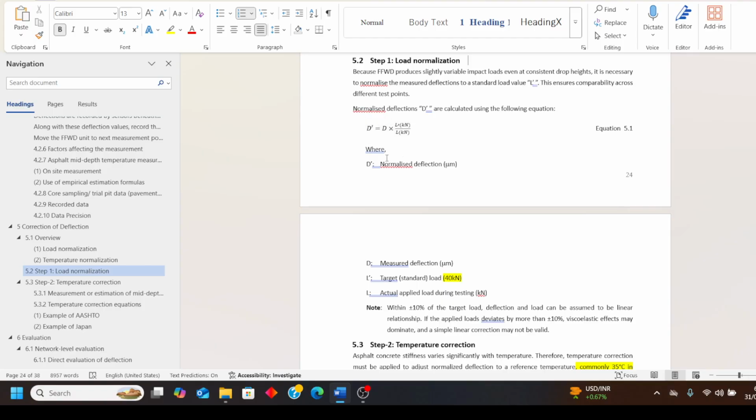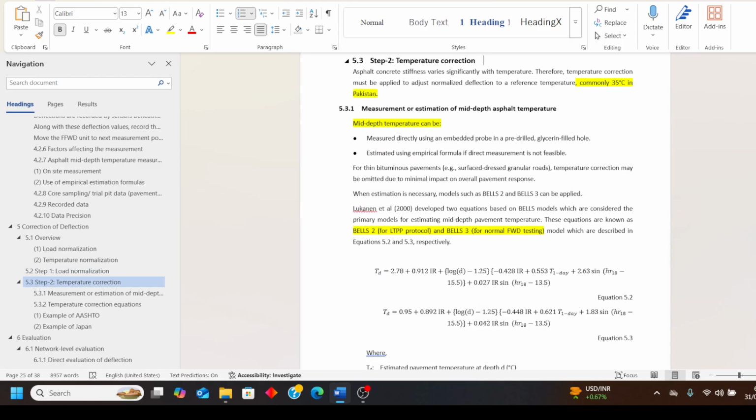In this formula, d dash is the normalized deflection and d is the measured deflection, L dash is the target standard load, and L is the actual measured load. This load normalization ensures that the comparison across sites is fair regardless of the load variation.